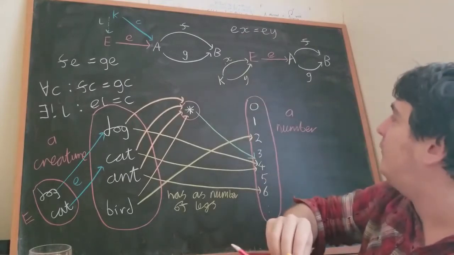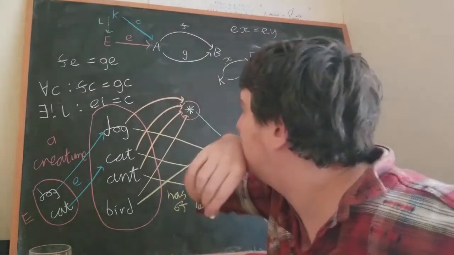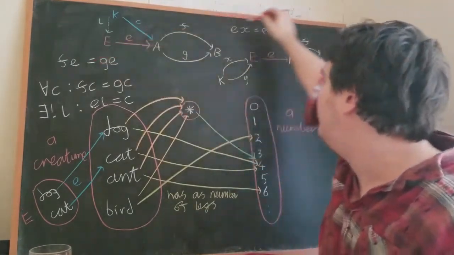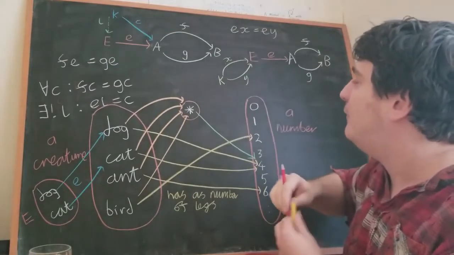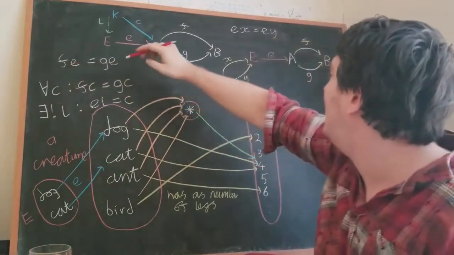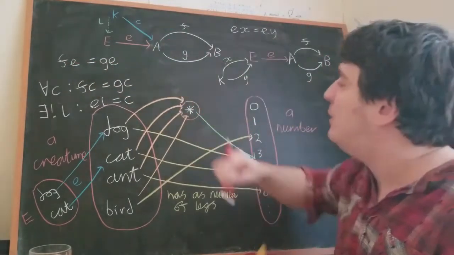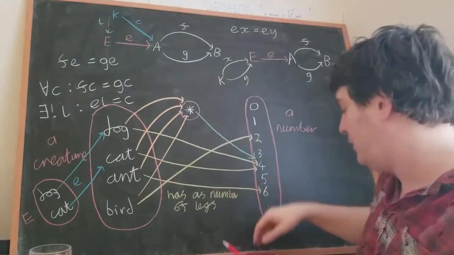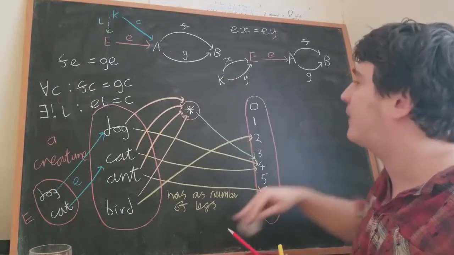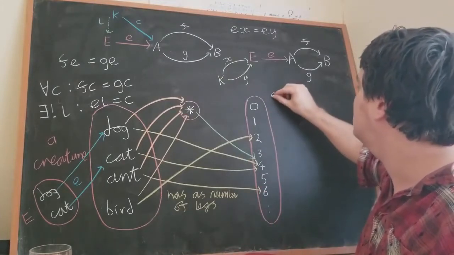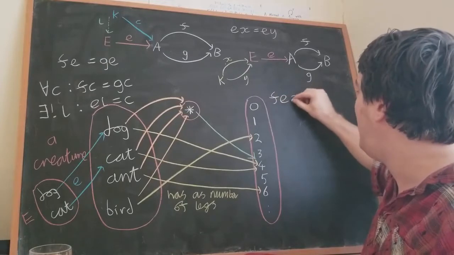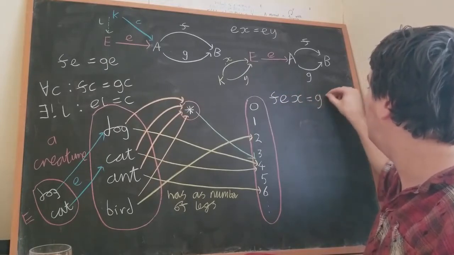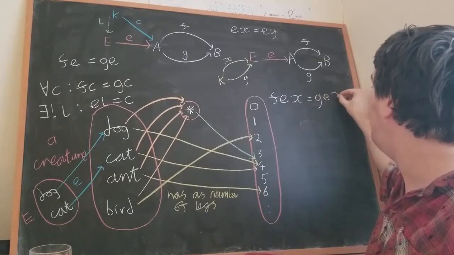So what do we do next? Well, let's just play around with using these two equations. Okay, these give us some things. So if we start with this one and we compose on the right with an x, then we get f after e after x equals g after e after x.